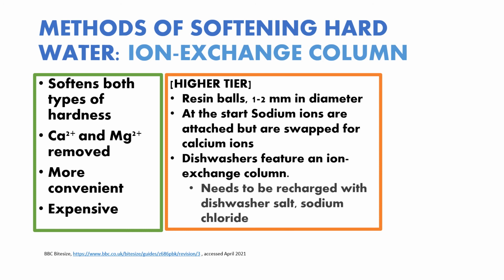Now, on to the content for higher tier. The tube or column is packed with resin balls which have a diameter of 1 to 2 millimeters. The resin balls in the ion exchange column start with sodium ions attached to them. The sodium ions come off the resin and enter the water as hard water passes through. While this is happening, calcium ions are removed from the water and attached to the resin balls. Effectively, sodium ions which do not cause hardness are switched for calcium ions which do cause water hardness.